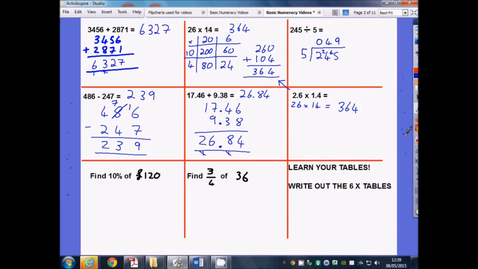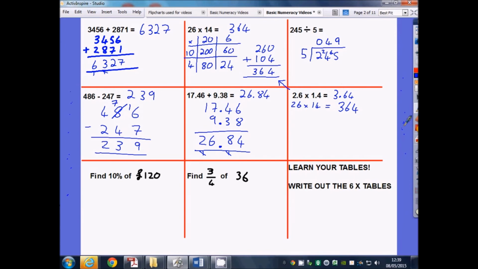I know 26 times 14 is 364. Okay? And I'm going to estimate 2.6 times 1.4. Well, it's about 3 times 1. 3 lots of 1's about 3. So the answer's got to be roughly about 3, hasn't it? So in that case, using these numbers here, where can I put my decimal point that gets this answer as close to 3 as possible? It's going to have to go in there, isn't it? So the answer is 3.64.